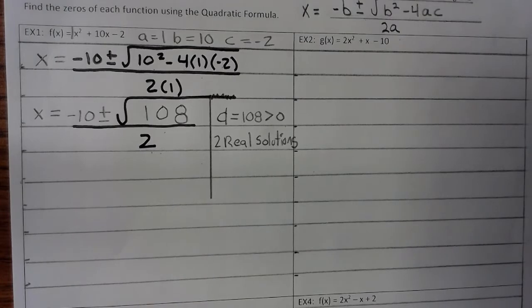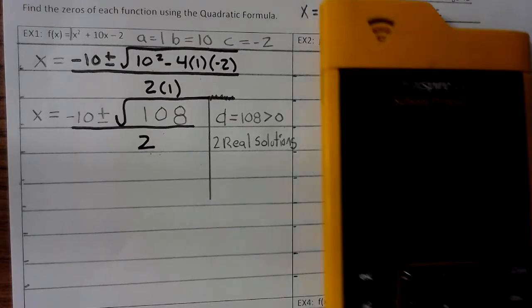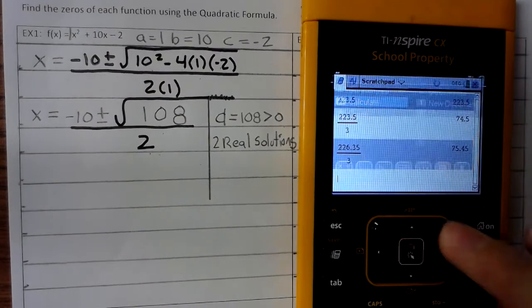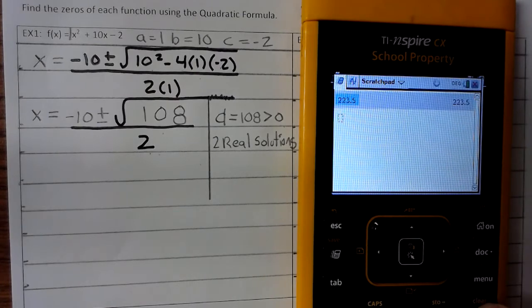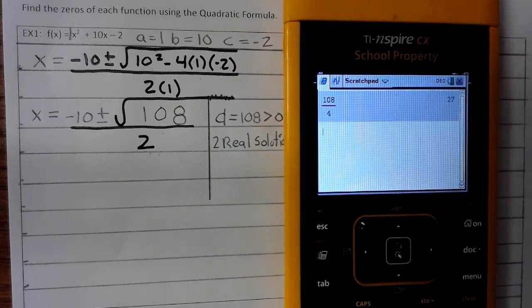So we need to find a perfect square that divides into 108. Let's try 108 divided by 4. That's a perfect square, so that works. But let's see if we can go bigger. Now the next perfect square is, let's see, 2 squared is 4, 3 squared is 9. So 108 divided by 9. Oh, so we can go even bigger.